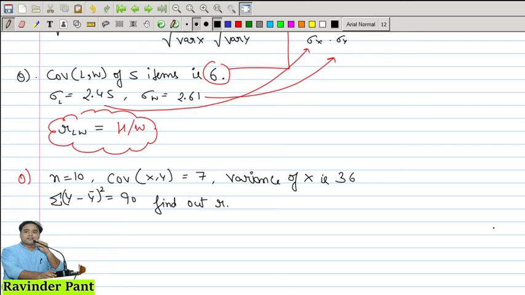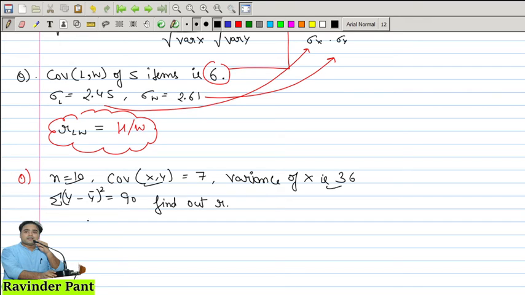So you know that you need to calculate the R. For R, you need to have this. You have it. You need variance of x. You have it. You need variance of y also.